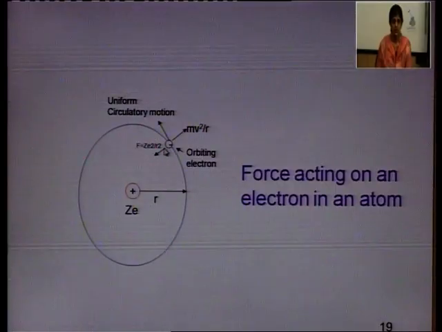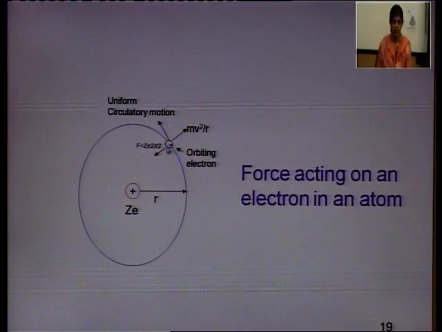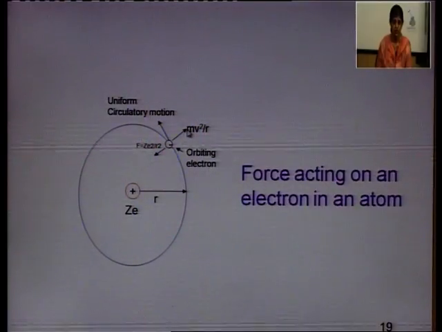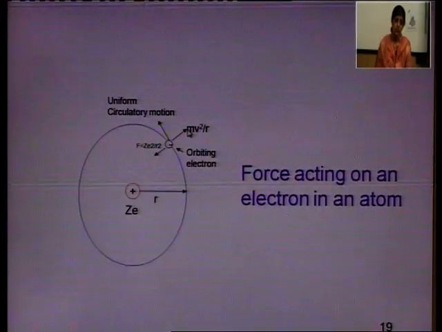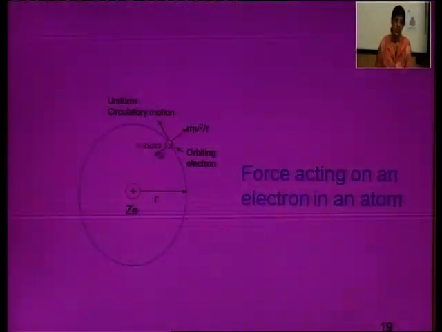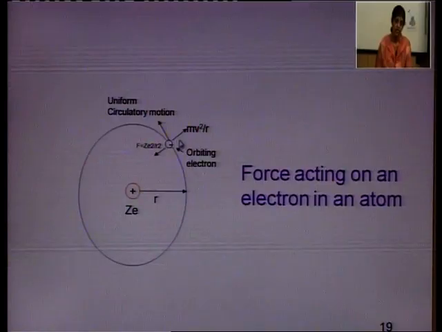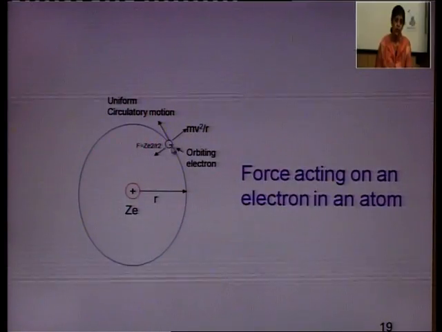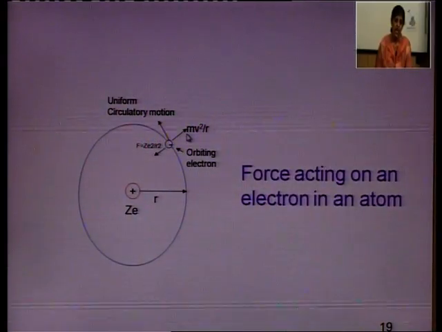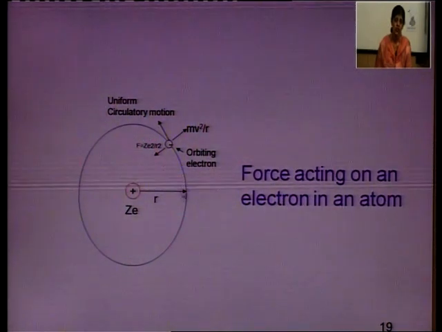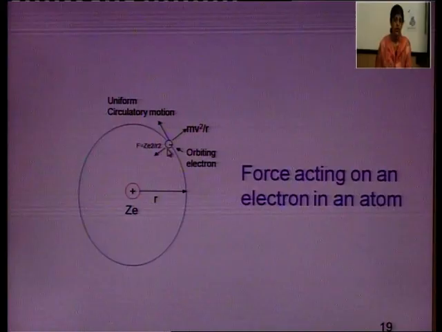This is the force that is acting inward. This mv square is the force acting outward. So, Rutherford said that this inward force and the outward force both balance each other, and that is why the electron keeps on revolving around the nucleus.